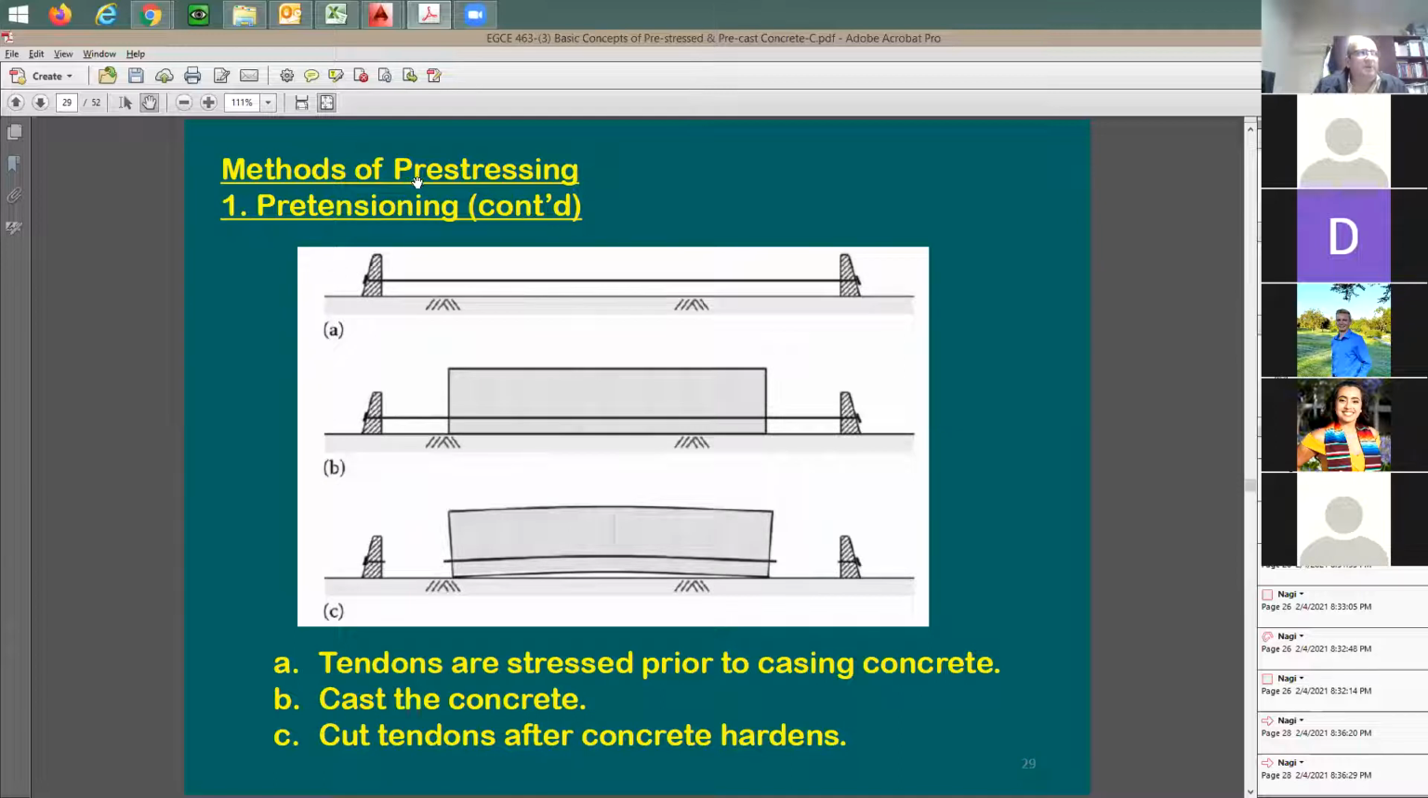Look at the process for the pre-tension. You have the cable between the 2 abutments. You put the concrete, and then after that you cut it. So what's going to happen? Once you transfer the force, once you cut this and cut this, you're going to be transferring the force here to the beam. So what does it mean?